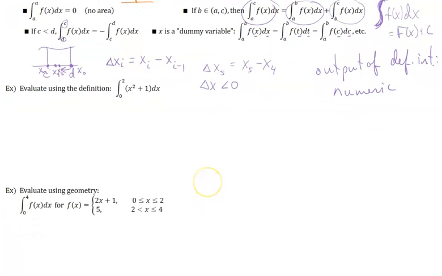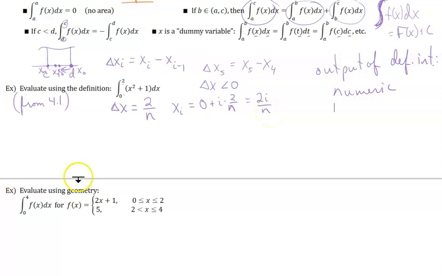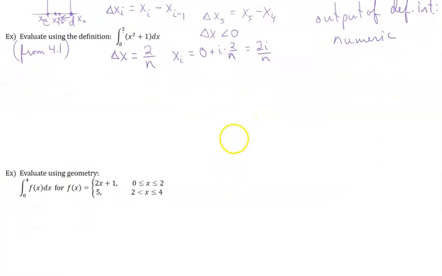Okay, so to evaluate using the definition, which is the infinite Riemann sum, I need to use the same thing that I did in 4.1. The process is the same. We start by identifying what is delta x: b minus a, 2 minus 0 over n, so 2 over n. And then what is x sub i, which is a plus i times delta x, which is just 2i over n. And then we're going to plug this into the large limit that has a lot of writing in it, but we're going to keep everything straight.